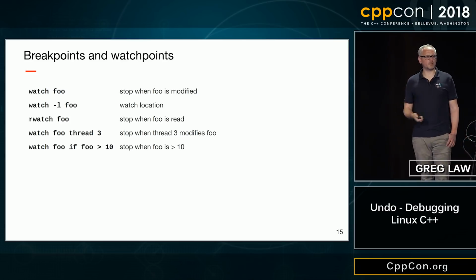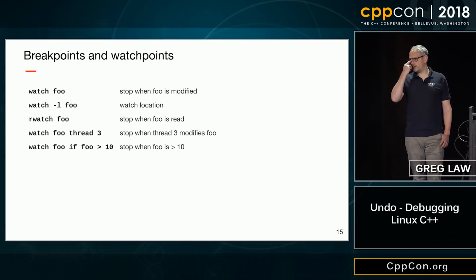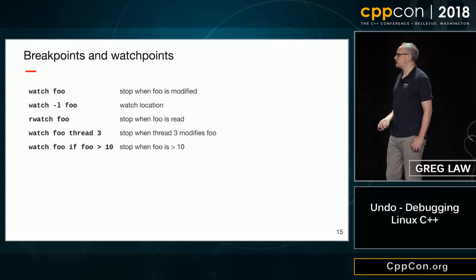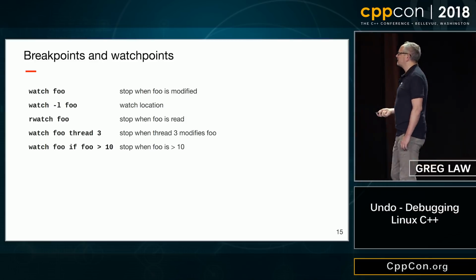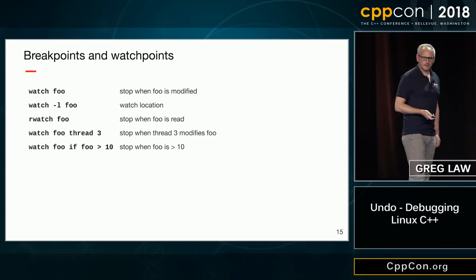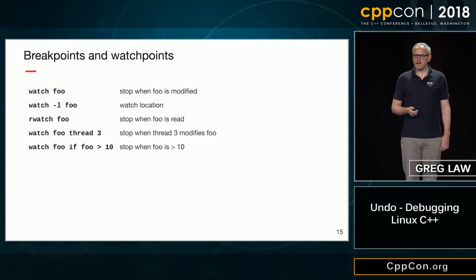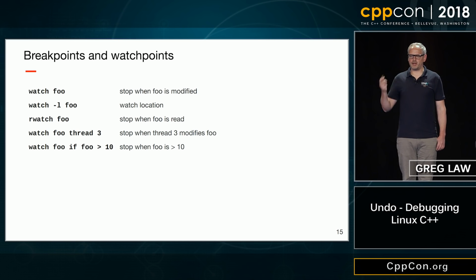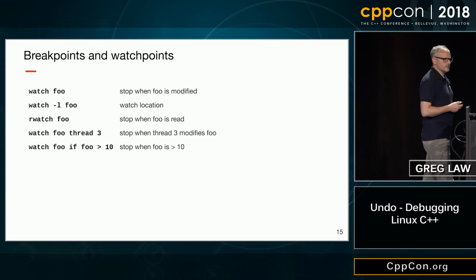An rwatch is a read watchpoint, and if the architecture supports it, x86 does, then it can stop whenever that variable is being read, which is useful. And we can have thread-specific watchpoints, and we can apply conditions, and we can combine these in all kinds of useful ways, right?